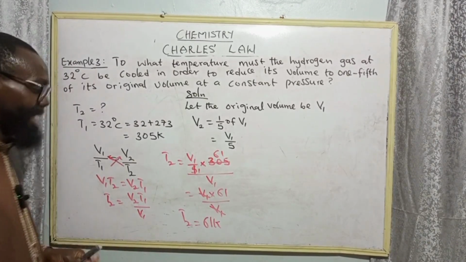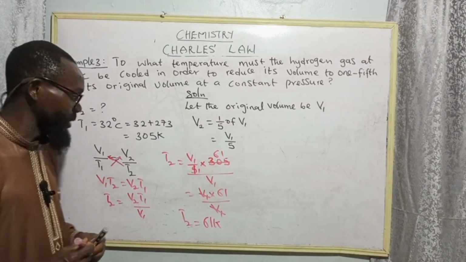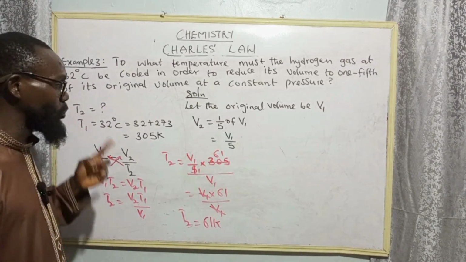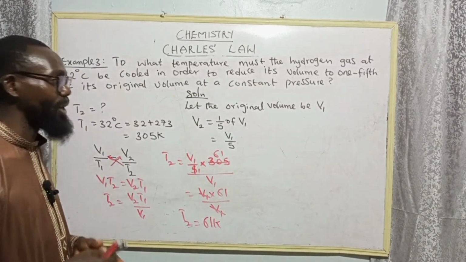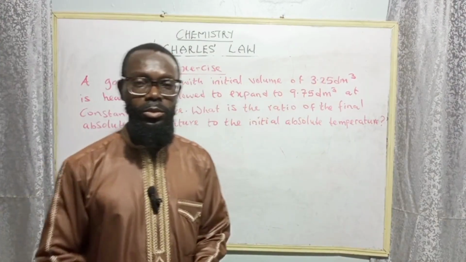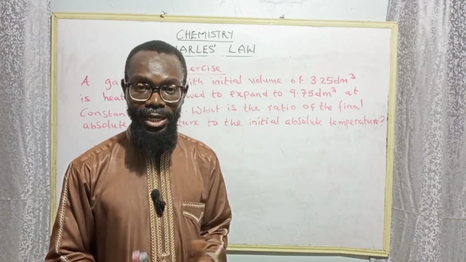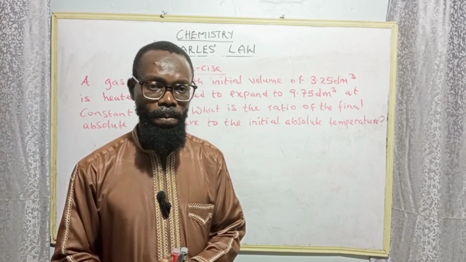So this is the second temperature. When the temperature is T2, our V2 will be 1/5 of our V1. So, this is how to go about the calculation of Charles' law.